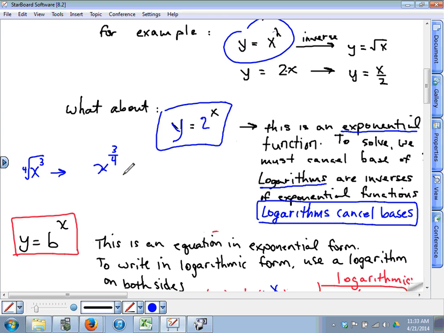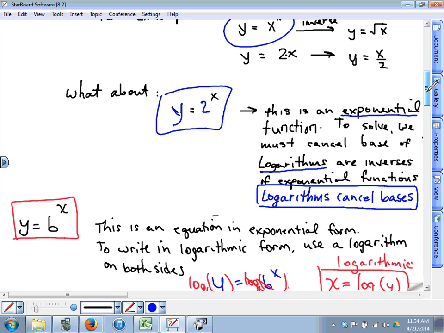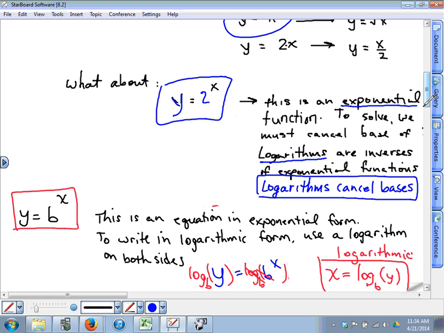That's rational exponent form. We're going to do something similar now with this first objective. I'm going to give you an expression. You rewrite it in a different form, but it's going to mean the exact same thing. One form is called exponential. The other form is called logarithmic. But they're the exact same thing. They just look different. So this is an equation in exponential form. To write in logarithmic form, you use a logarithm on both sides.